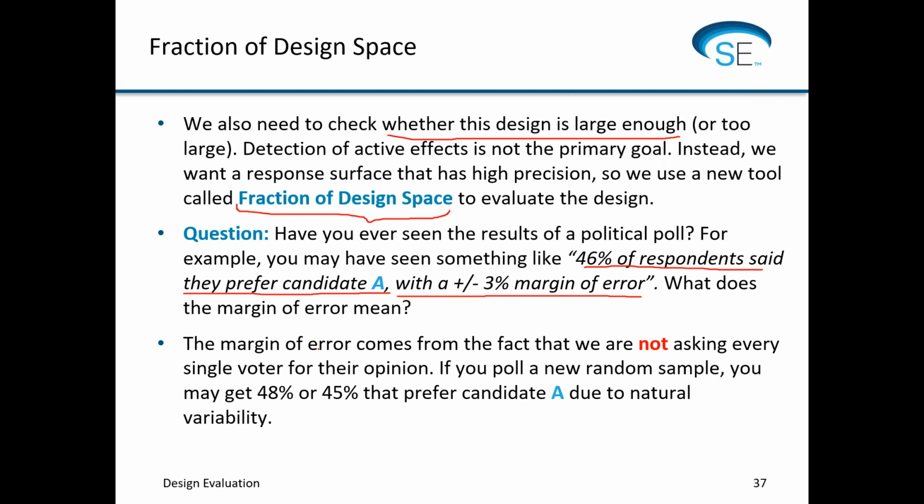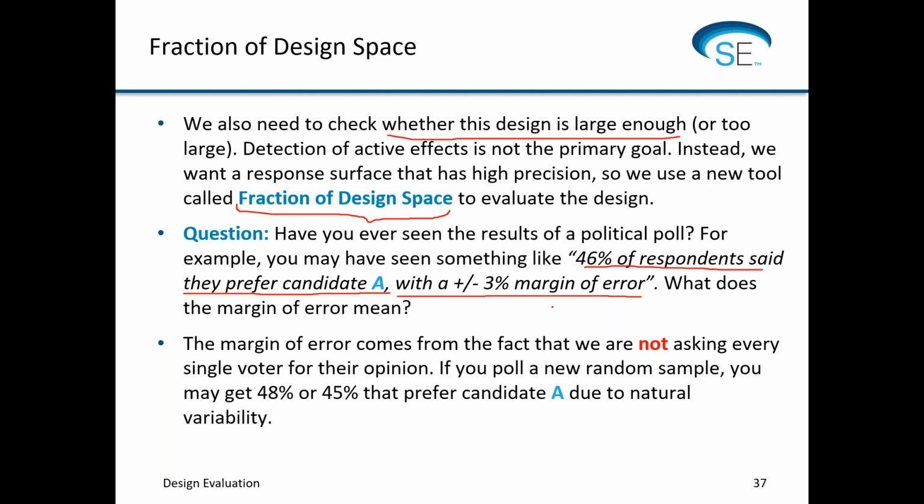Well, the margin of error comes from the fact that you're not asking every single voter for their opinion. If you poll 100 people today, 46% might prefer candidate A, but if tomorrow you go out and poll another 100 people that you choose randomly, you might get 44%, and then the next day you might get 49%, and so on. So the 46% is an estimate of what the real value is.